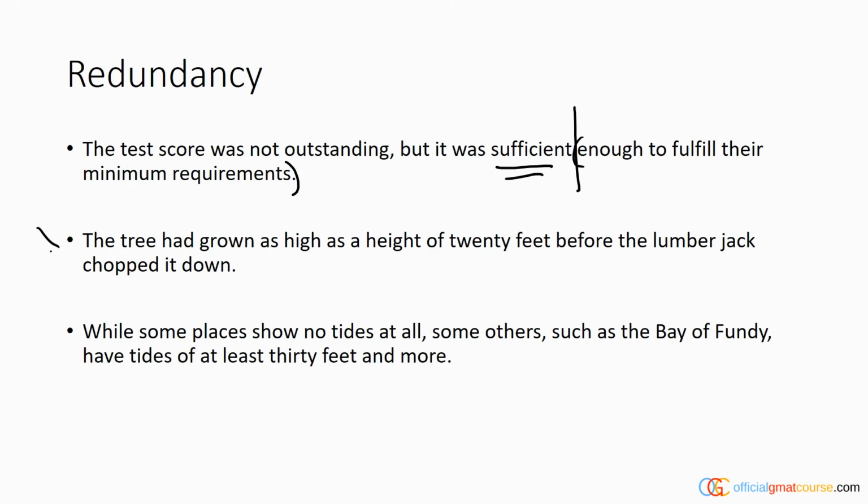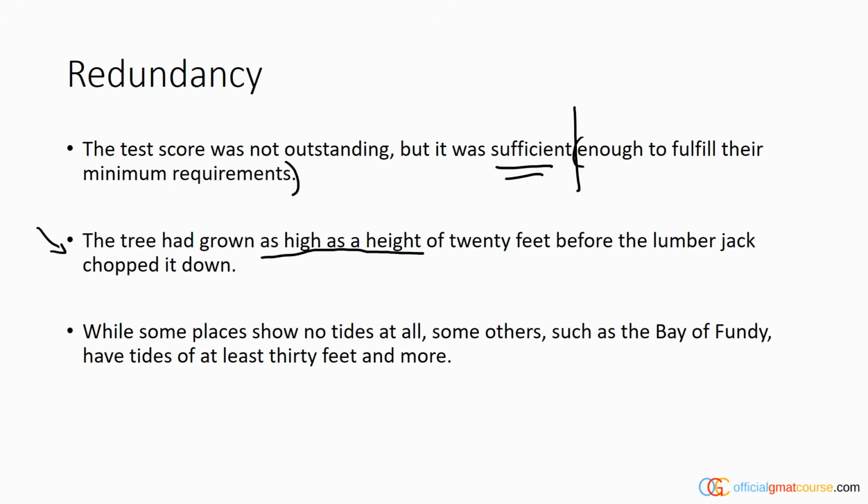In the second example here, we have the tree had grown as high as a height of 20 feet before the lumberjack chopped it down. This is not idiomatically correct, but it's also pretty redundant. You would say it's grown to a height of, or it's grown as high as that ceiling over there or something like that. So this is both incorrect language in general, not idiomatically correct, and also pretty redundant because it's saying high and height, which are kind of the same idea. So this is a little more obvious for you to pick up on game day. Your ear will probably stumble over this.